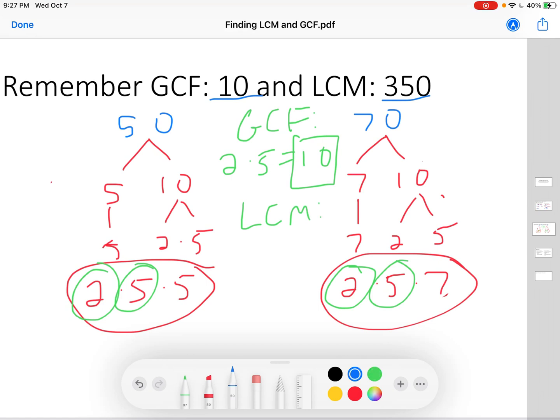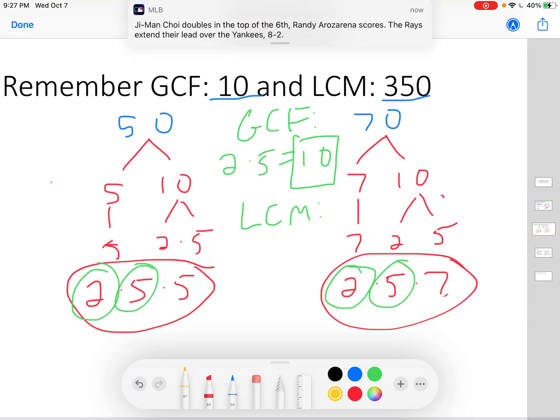Next, we'll find the least common multiple. For the least common multiple, we actually don't want the common things. We want the uncommon things. Remember, multiples are multiplied. Multiples are bigger than the original numbers. So I need to take 50 and multiply it by something, or alternatively, I need to take 70 and multiply it by something.